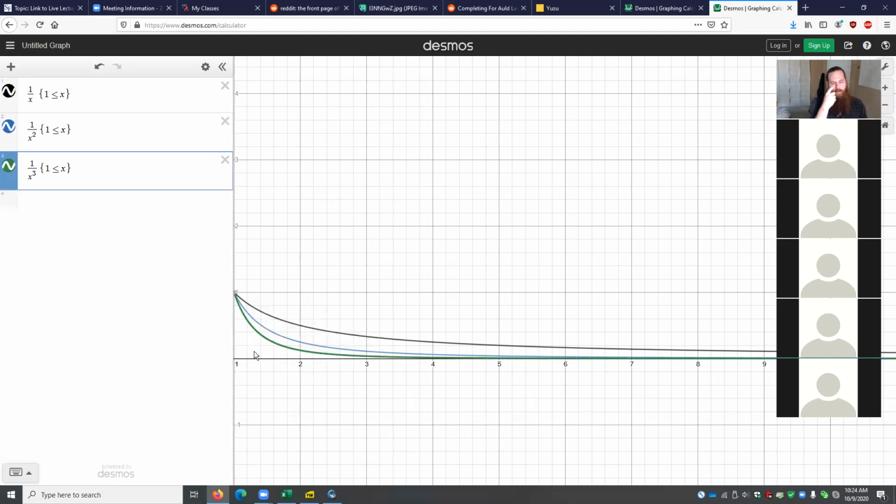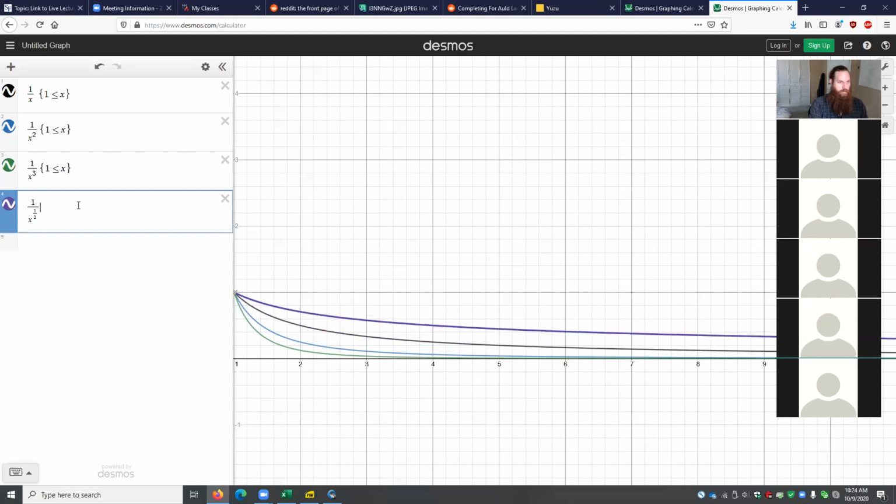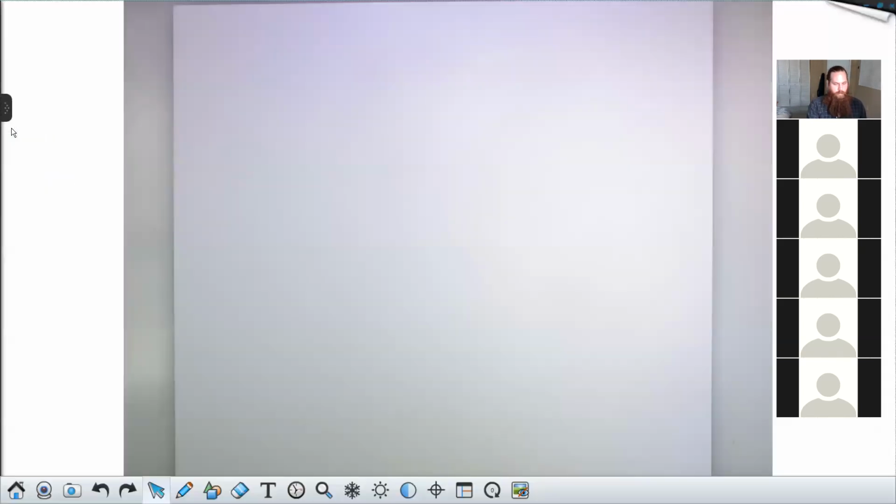So let me ask you a question. If the area under the blue function is finite, what can we say about the area under the green function? That is finite as well. Yes. Good. All right. What about the purple function? If the area under the black function is infinite, what can we say about the area under the purple function? That is infinite as well. Correct. Good. You're ready for a theorem.